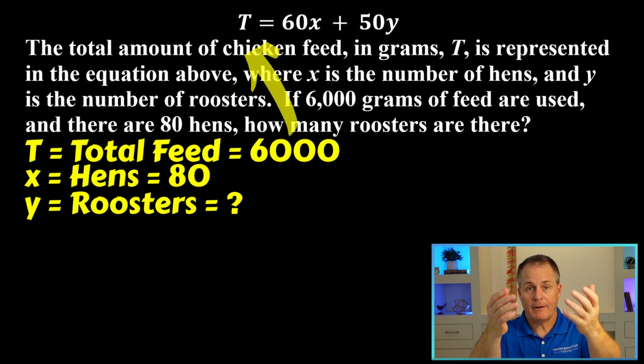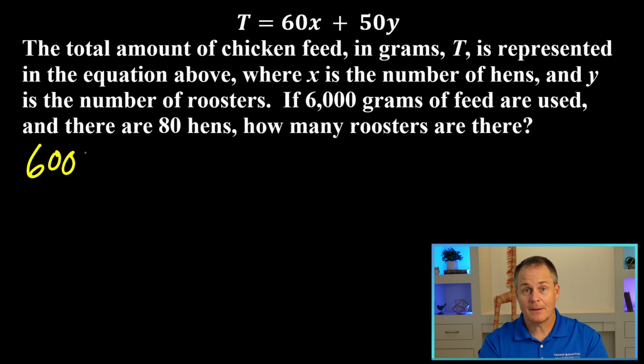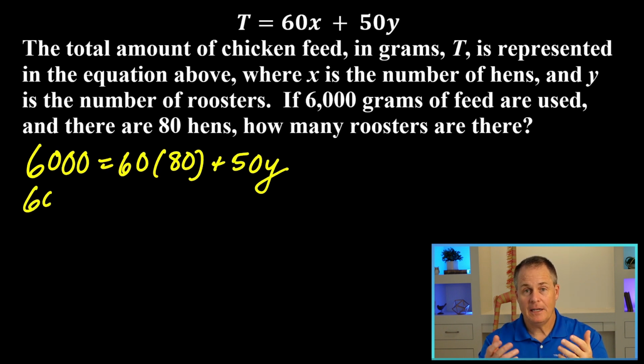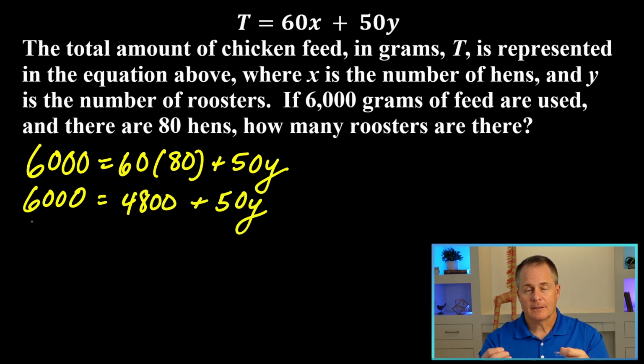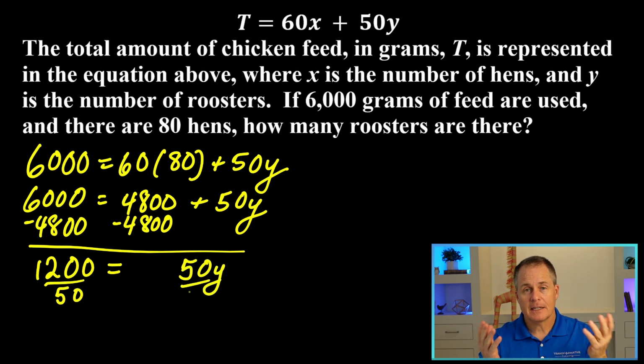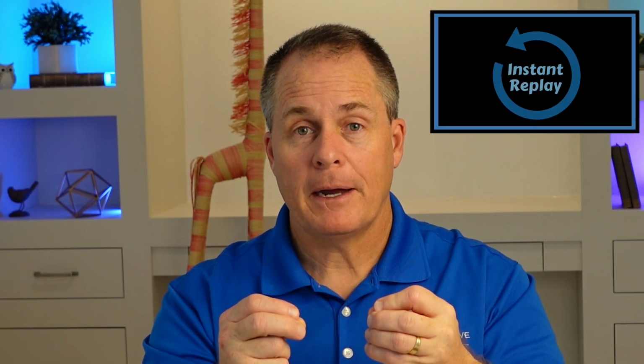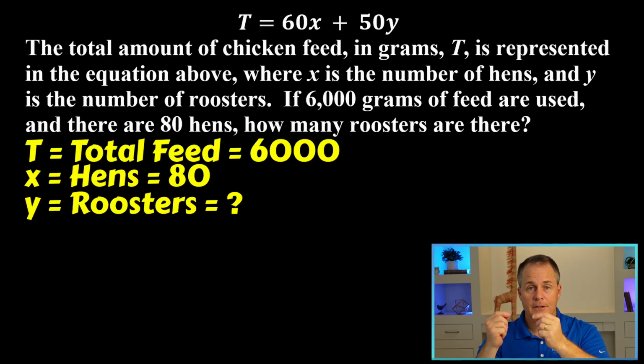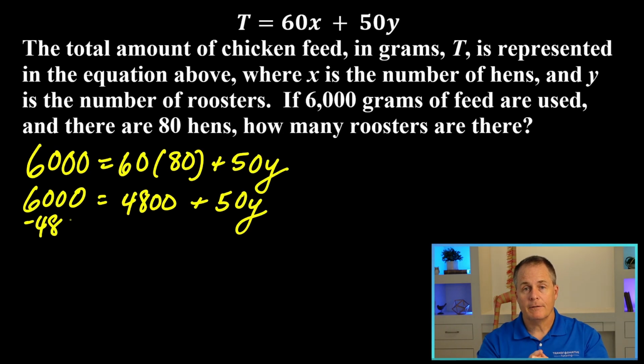Okay, let's put all of our numbers into the problem, and we get 6,000 equals 60 times 80 plus 50y. Well, 60 times 80 is 4,800. And so just like the last problem, we'll subtract that away from our total. That leaves us with 1,200 equals 50y. Divide both sides by 50, and we get y equals 24. So there's 24 roosters. So I hope you're starting to feel better about these problems: figure out what numbers go with each variable, and then just solve the equation.